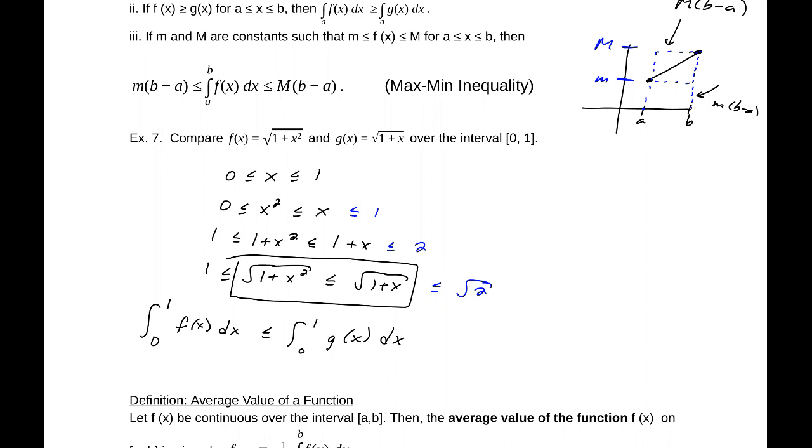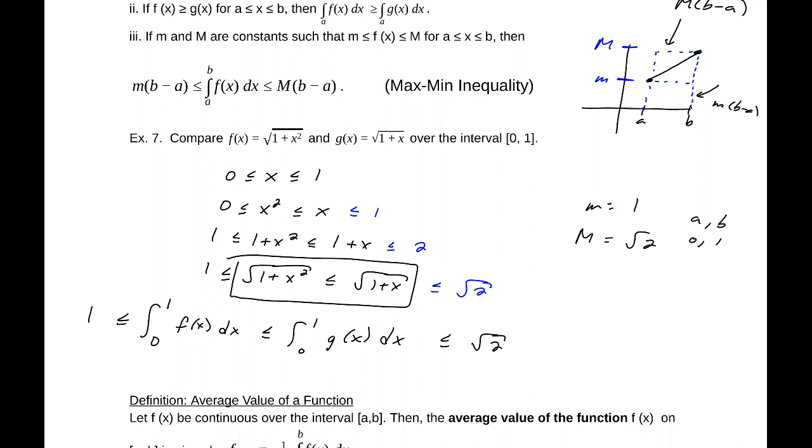I can also say that the area of both of these is bounded between 1 times 1. Okay, so my lowercase m is 1, and my capital M is the square root of 2. Now, my a and b are 0 and 1 respectively. So I can say that both of these are between 1 times 1 and the square root of 2, because our width was 1.